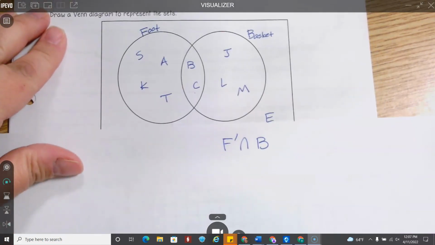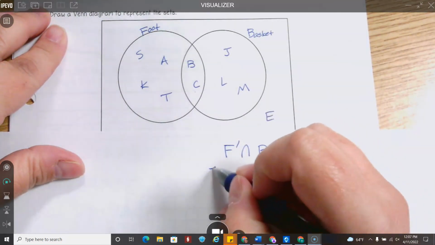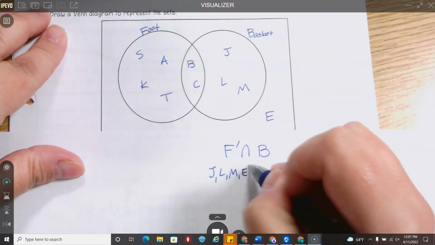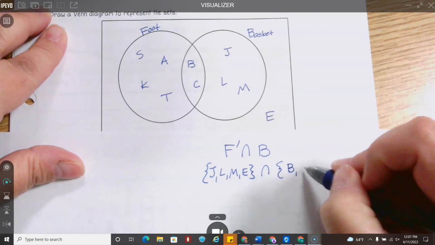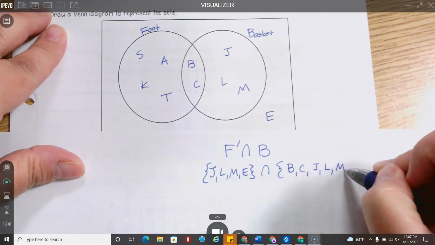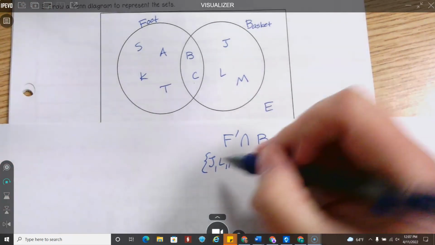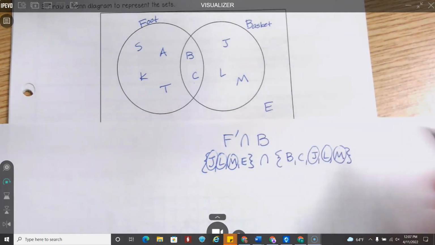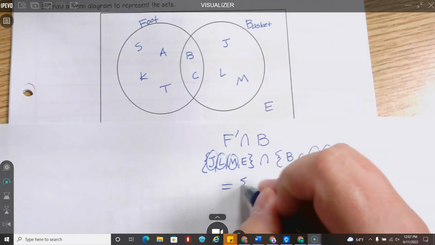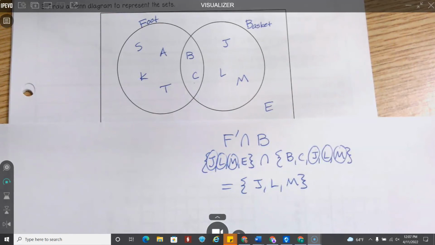So it helps to think about what's not in F. Not in F are these four. So this is J, L, M, E. B is B, C, J, L, M. Those are all the things in B. If we want the intersection of those two things, then we're talking about the stuff that are in both groups. So J is in both, L is in both, M is in both. So that's my answer, J, L, and M. Questions there?